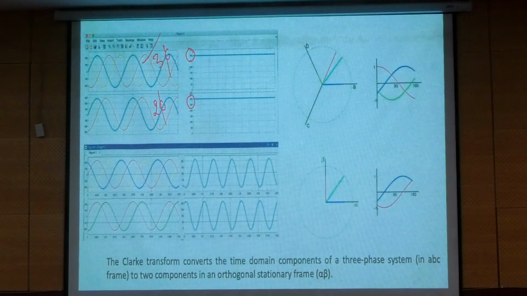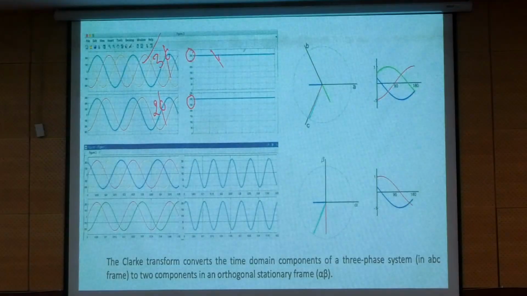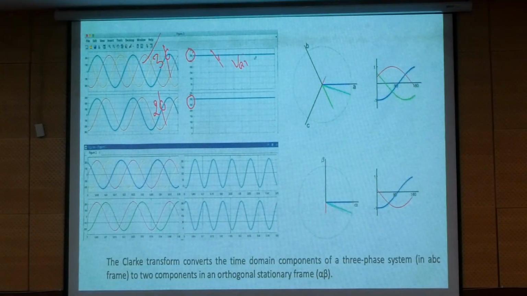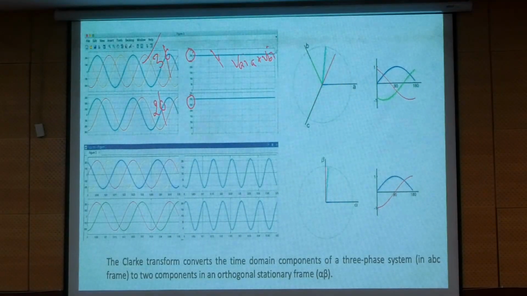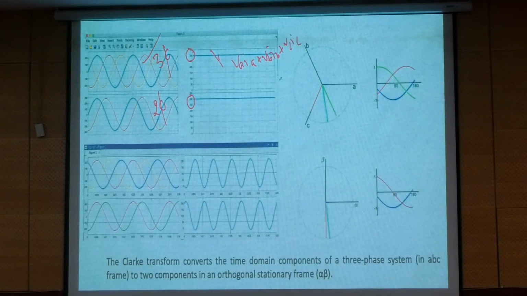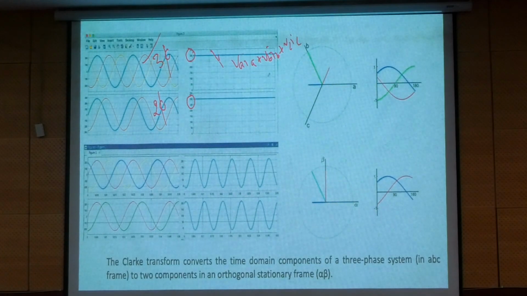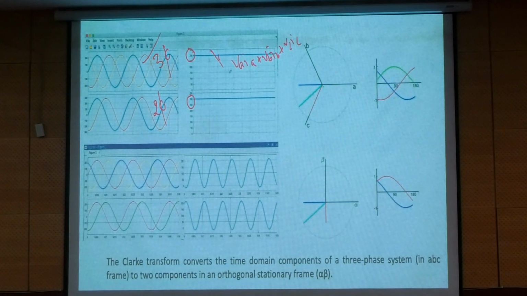This power you will get after adding VA IA plus VB IB plus VC IC. Instantaneous voltage and instantaneous current, if you multiply, you will get instantaneous power. Net power is constant in a three phase system.